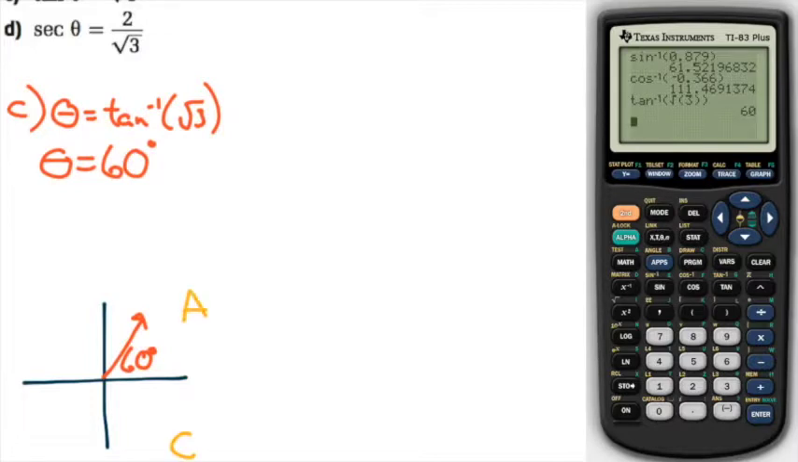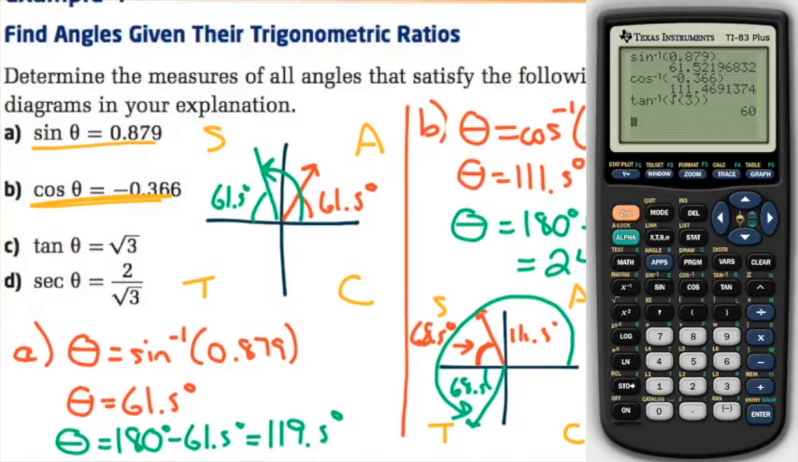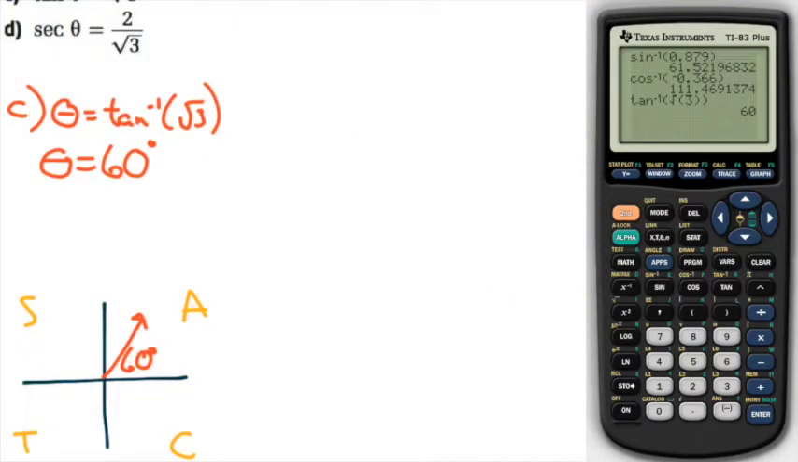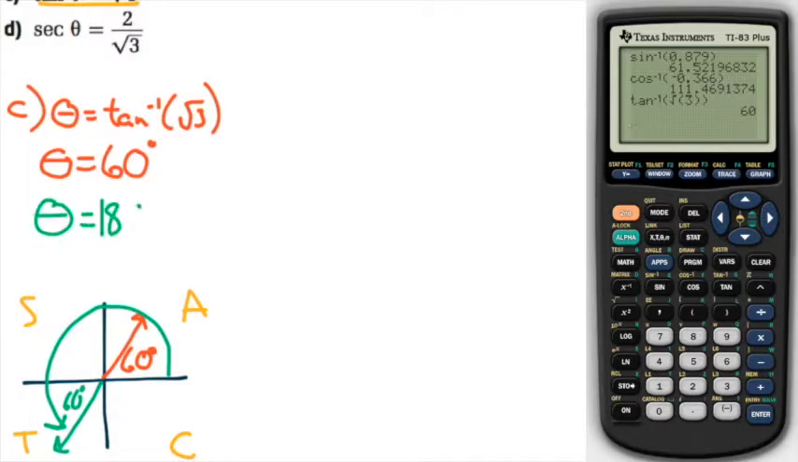CAST again. Back at the question, tangent was a positive. We need the other quadrant where tangent's positive. That is T. So we'll draw a 60-degree angle into quadrant 3, roughly like that. And our final answer for the second angle will be this whole angle drawn from standard position, which would be 180 plus 60, or 240 degrees.